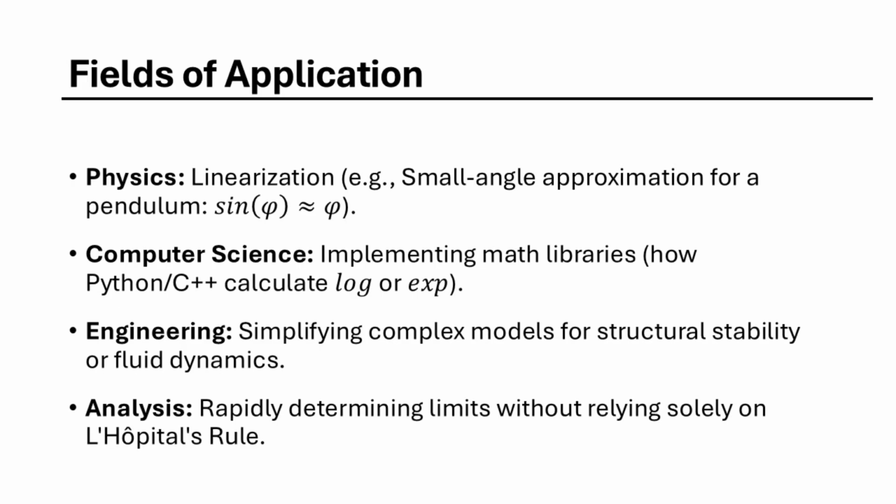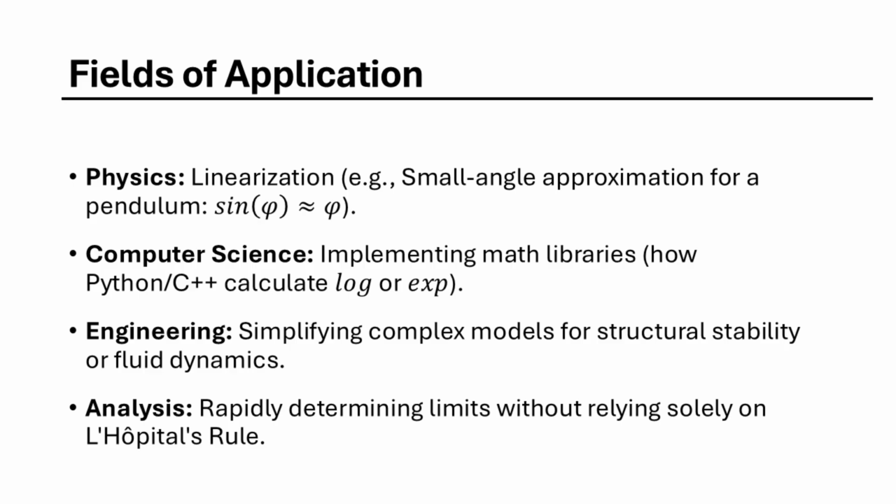Why do we need this? You might ask, why go through all this trouble? First, physics. We often use something called linearization. For example, with a swinging pendulum, the math involves sine of phi. For small angles, we use a Taylor approximation where sine of phi is approximately equal to phi. Suddenly, a nightmare differential equation becomes a simple, solvable system.